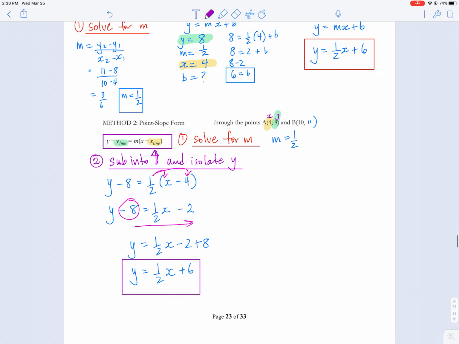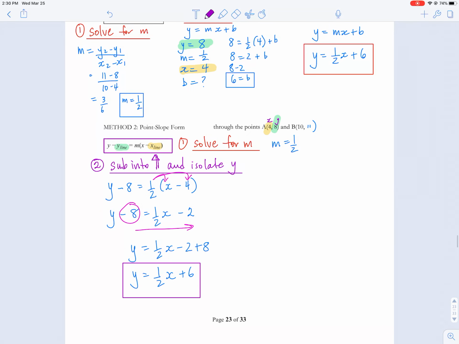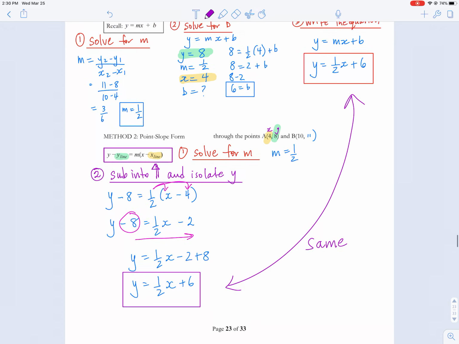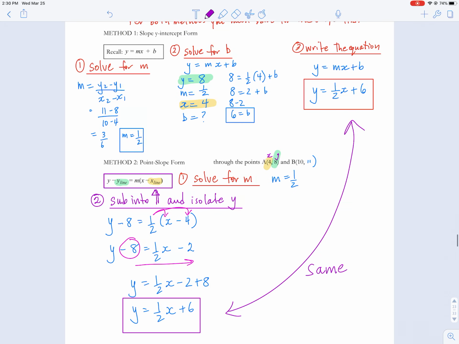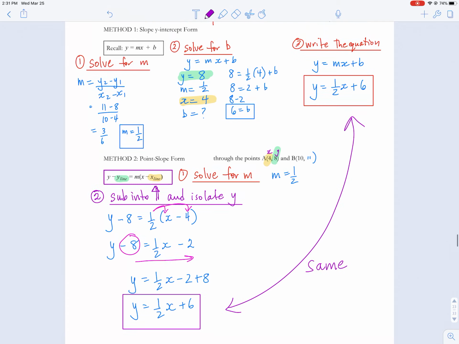So I'm going to zoom out. You can see that they are the same. And you're just going to have to pick the way that you like better. I'm actually going to keep using the first way, method 1, because you only have to remember the two formulas, the one for slope that you need for either of them, and then you just need y equals mx plus b. But you can use either way.